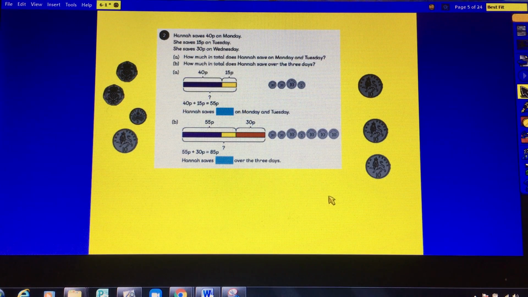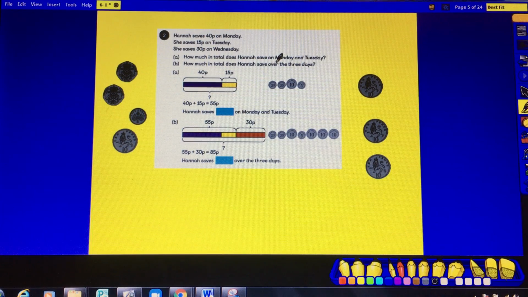Okay, question 2. Hannah saves 40p on Monday. She saves 15p on Tuesday. She saves 30p on Wednesday. Oh, she's very good at saving, isn't she, Hannah? What's our first question about this information? How much in total, remember that means all together, does Hannah save on Monday and Tuesday? Let's underline that key information that we need to find the answer: finding what she saves on Monday and on Tuesday.